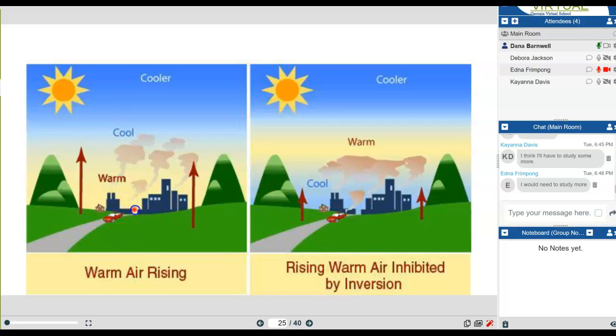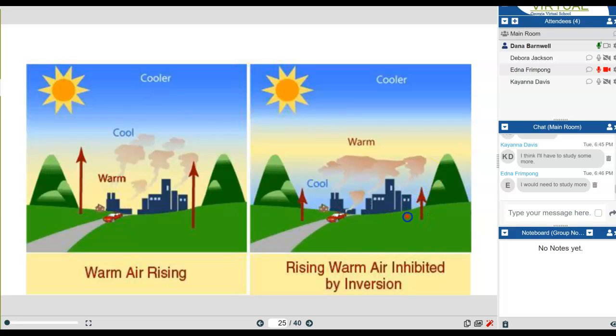Typically we know that warm air is going to be rising. But we also know that as that air rises, it starts to cool. Typically we see a layer of warm, then a layer of cool, and then a layer of cooler, particularly as we move up into the troposphere, like we saw from that very first picture. The temperatures decrease as we move up in altitude.